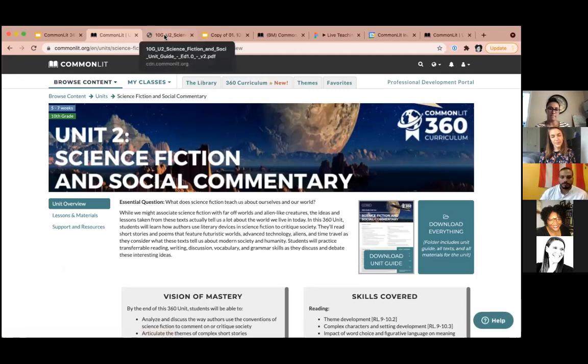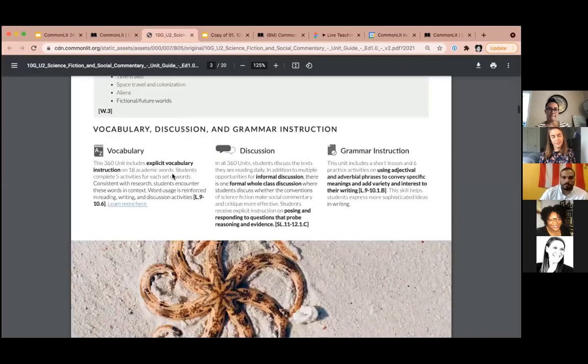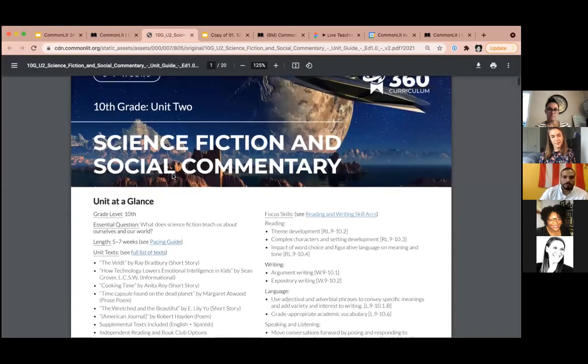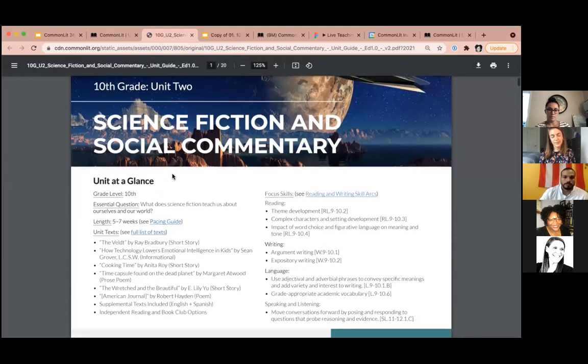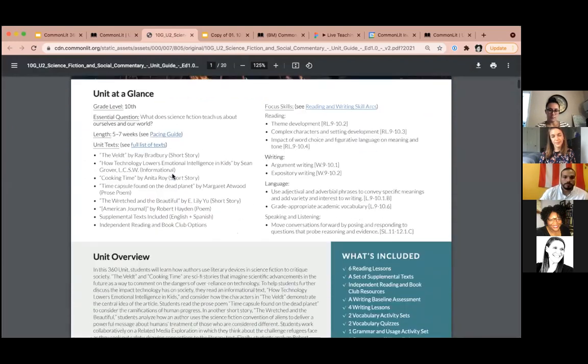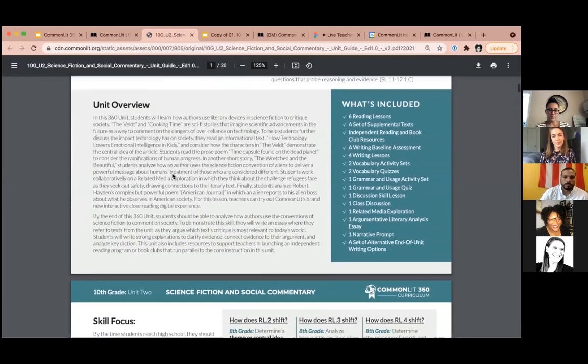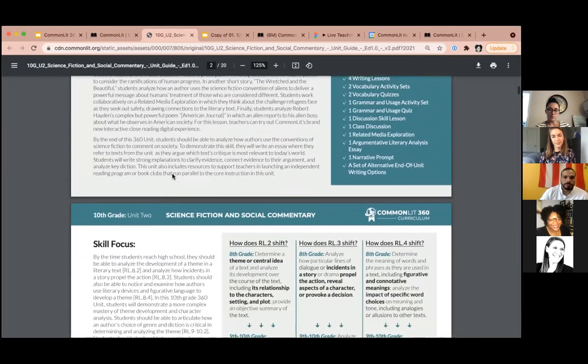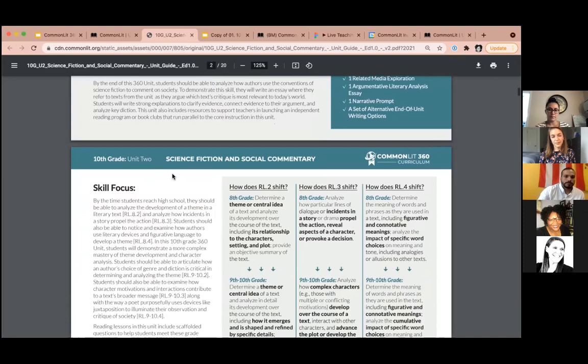And one of the first places I like to stop is our unit guide. In all of our 360 units, every single one of them comes with one of these beautiful unit guides. These are here to help teachers internalize the unit and plan for instruction. So you'll see from this guide, it is comprehensive.